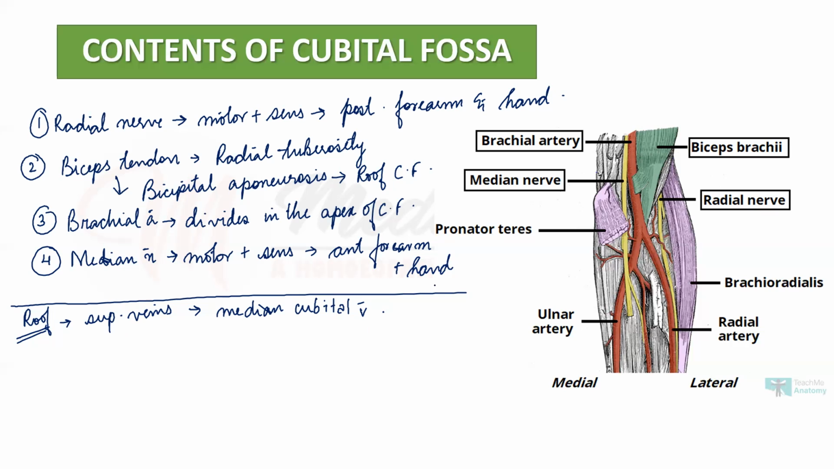Now if at all there is a supracondylar fracture, remember supracondylar fracture basically is a fracture of the distal humerus. If at all that is there, there can be weakness of the flexor pollicis longus. Now, in this type of injury, what happens is the contents of the cubital fossa can be damaged. Now, I'll tell you in detail.